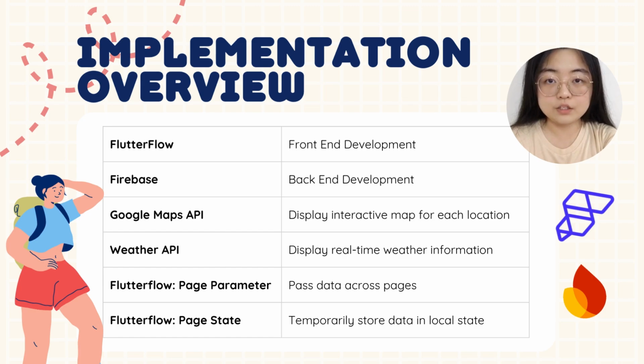My name is Eunice with matrix number 293900. Now I'll be presenting our implementation overview. We use FlutterFlow to create this mobile application with Firebase as the backend. In our mobile application, we have implemented Google Maps API for the interactive map and Weather API for real-time weather information.